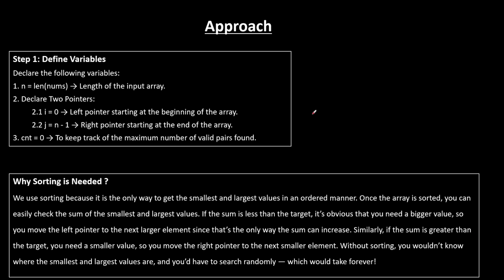Now, since we got the intuition of the problem, let's look into the approach, how we're going to solve it. Let's keep in mind that we are using two pointers plus sorting. We will first store the length of the nums array because we will be iterating. Now we will declare two pointers, one starting from the zeroth index, from the beginning, and another starting from the end. And we will make a count variable which will store the maximum number of valid pairs found till now.